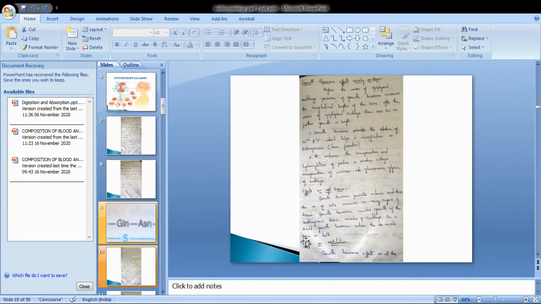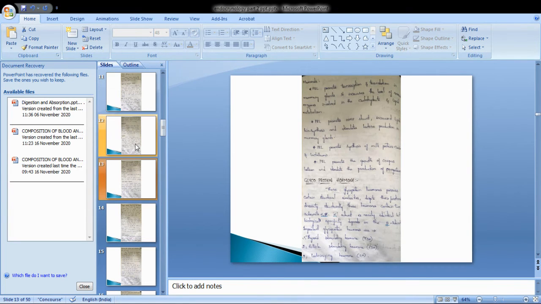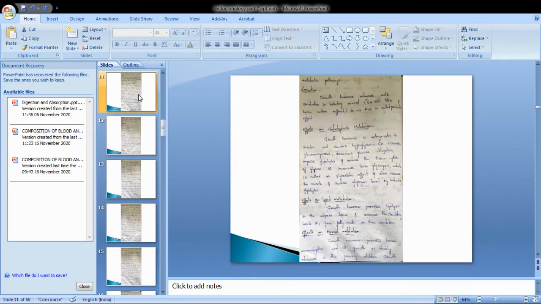Next, coming to the point, it increases liver glycogen, which is called the glycostatic effect, and also increases the muscle and cardiac glycogen level by reducing glycolysis.